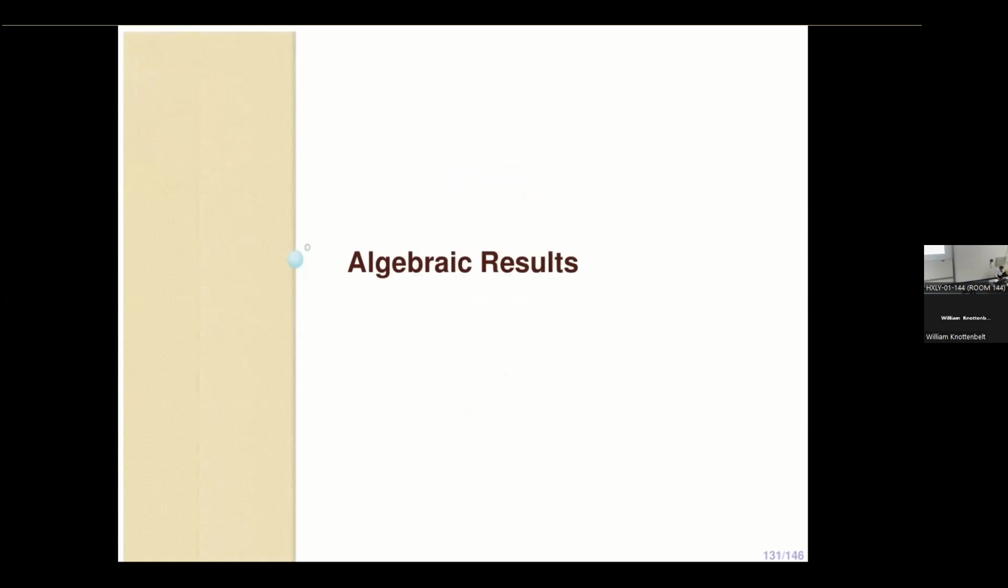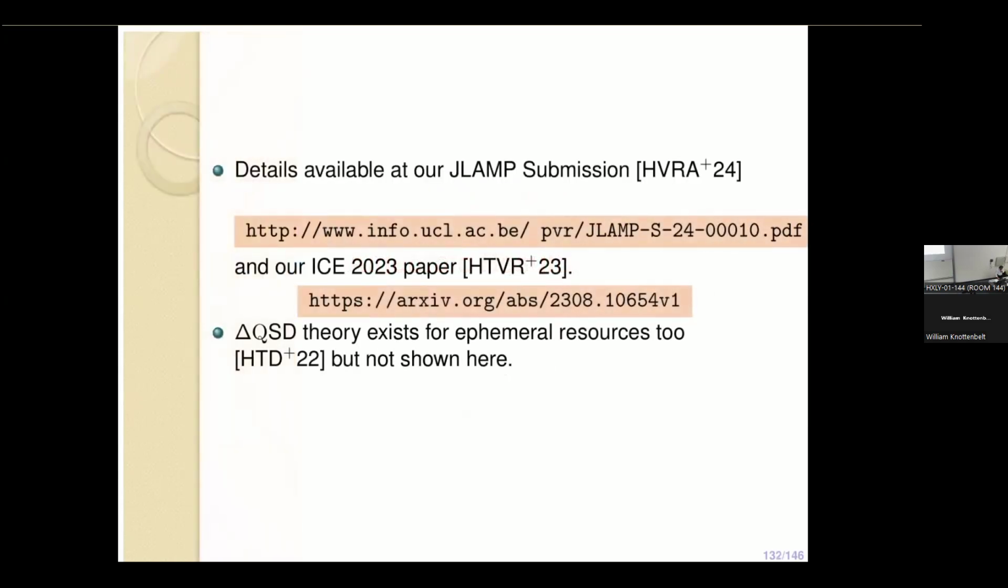So I'm going to show you a bit more of the squigglies. Mind you, the details of what I'm going to show you are not on the slides. They can be looked up in these two papers. But it's also important to notice that ΔQSD isn't just about timeliness. The only resource that we have in there is not just time. There are other resources that we have some theory for. In particular, we have some focus on ephemeral resources. But I'm not going to show that here.